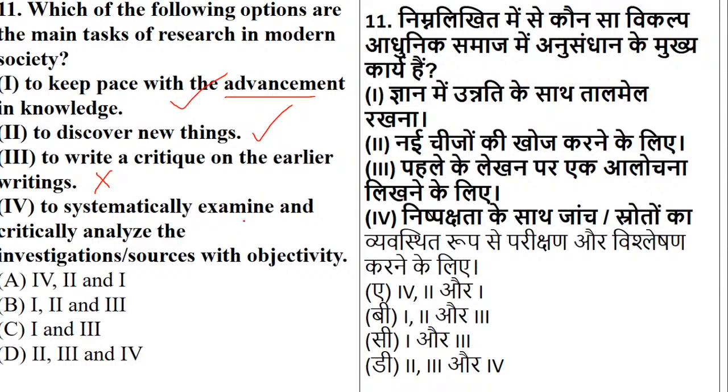To systematically examine, yes, we have studied that systematic examination is a characteristic of research. Critically analyze, it means you are allowed to critically analyze, but only after investigation with objectivity. So what was the objectivity, and based on that what analysis was done, on that we can criticize, but we can't just take anyone's work and write a critic for that. So in this case, yes, this fourth option is also right.